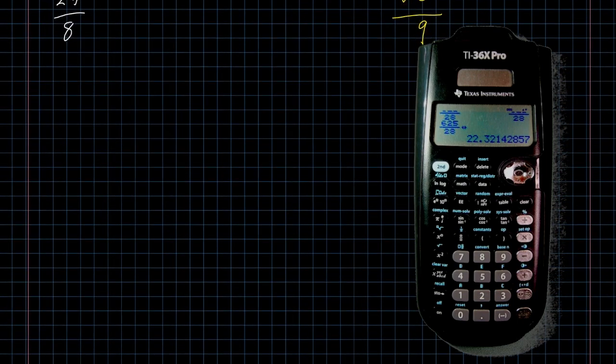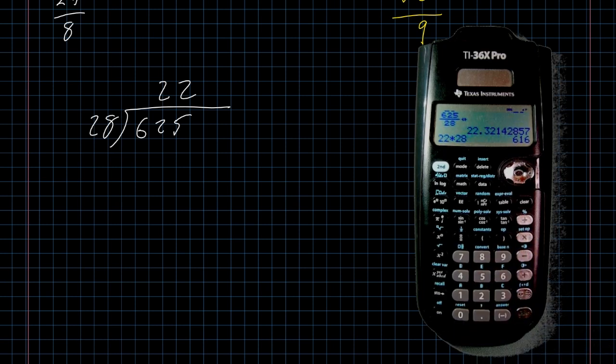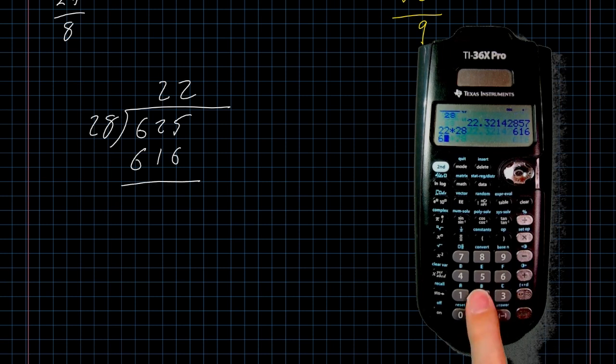Right, let me set up this long division again. I wanted 28 fits into 625. If I ignore the decimal part and just keep the whole part, 22, then I continue my process as always. I'm going to multiply 22 times 28. My calculator tells me that's 616. And then I'm going to subtract. 625 minus 616, my calculator tells me is 9. That's my remainder.